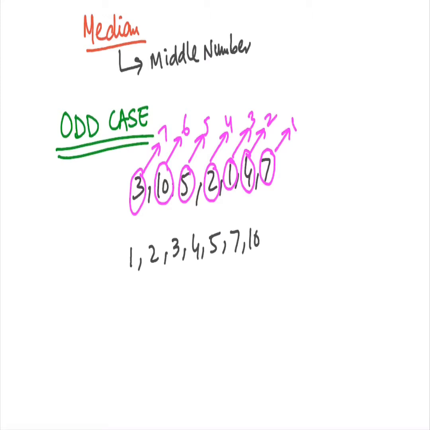In odd, you have to find the middle number. So this is 7 numbers. So we have to see 3 on one side, 3 on the other side. One number is left over in the middle, that is 4. So 4 is, in this case, the median. So we can easily find it when we have an odd number of set. So 4 is the median.